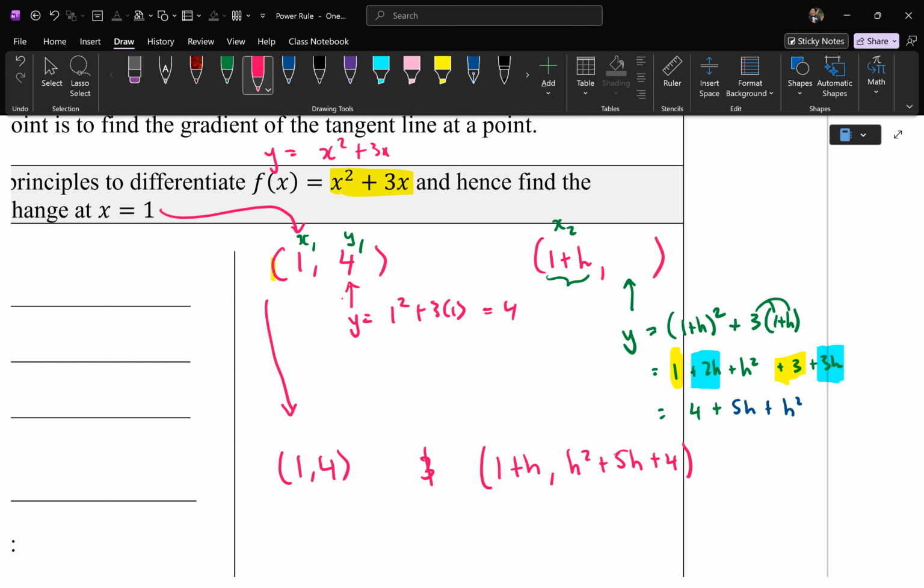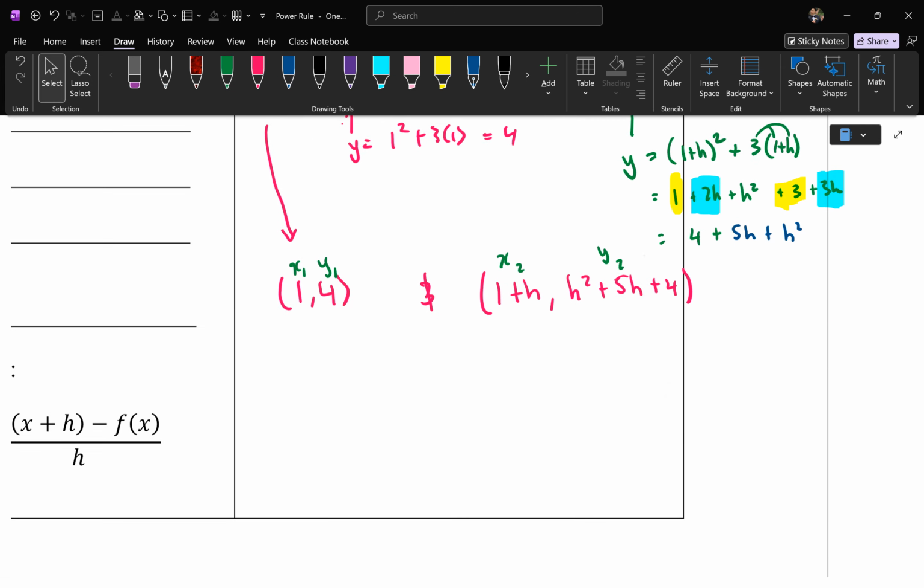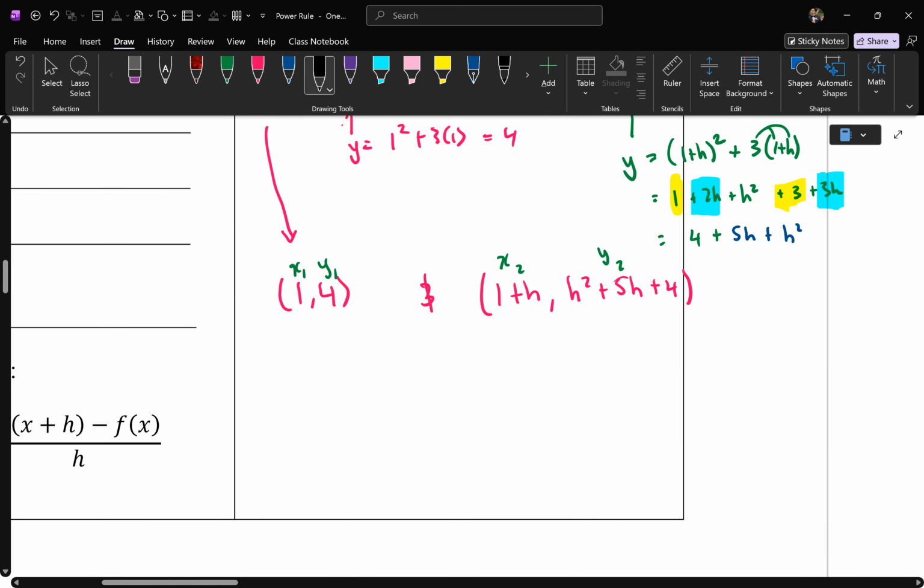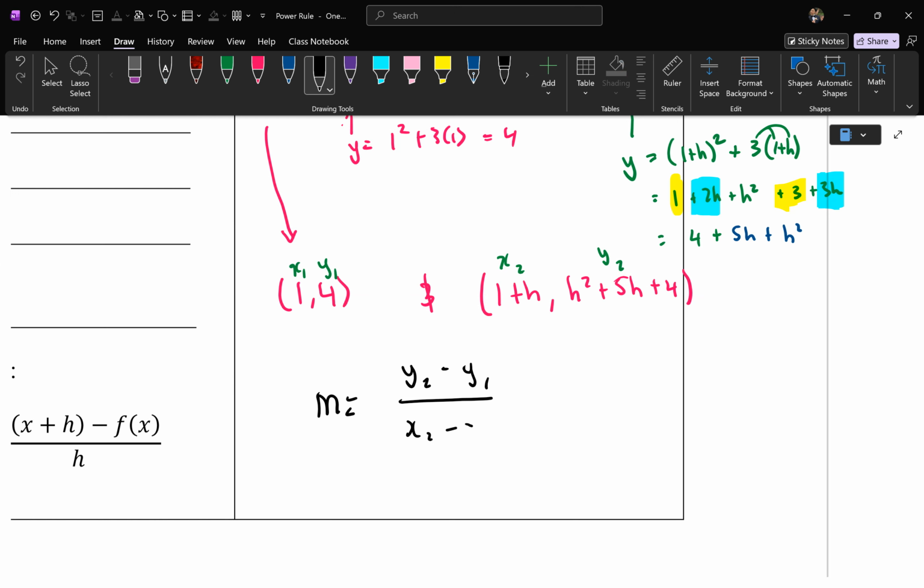So far, so good. So this is my x1, y1, x2, y2. This is the only bit that's considered first principles. This is the only part that's year 11. The stuff that I'm trying to say now is pretty much year 9 from here. So year 9 mathematics here, if I asked you to find the gradient, you would have said gradient is equal to y2 minus y1 over x2 minus x1.